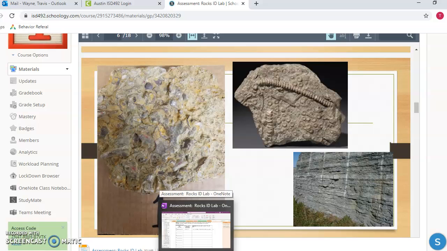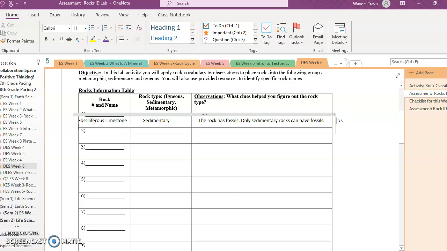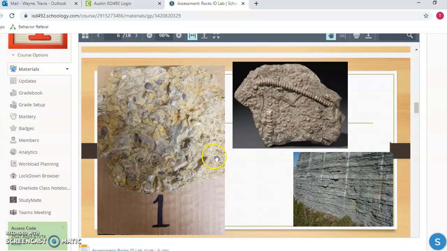Now, I'm going to jump back to OneNote. As you can see in OneNote, our first rock has been filled in for us. We determined it was sedimentary because it has fossils, and then the rock's name is limestone. So if I shrink that back down, this rock has some fossils. It has some kind of sand grit to it. So this is a sedimentary rock. And more specifically, it is limestone.